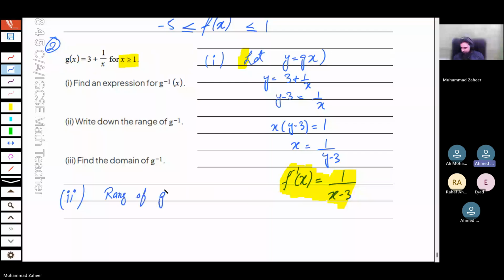The domain of f is the same as the domain of g of x, so x is equal to or greater than 1. We are talking about the inverse function: the domain of the function becomes the range of the inverse function. So the domain is x greater than or equal to 1, and the range of the inverse will become greater than or equal to 1.